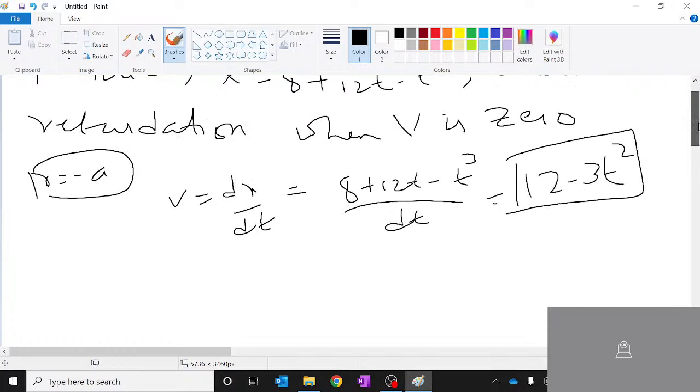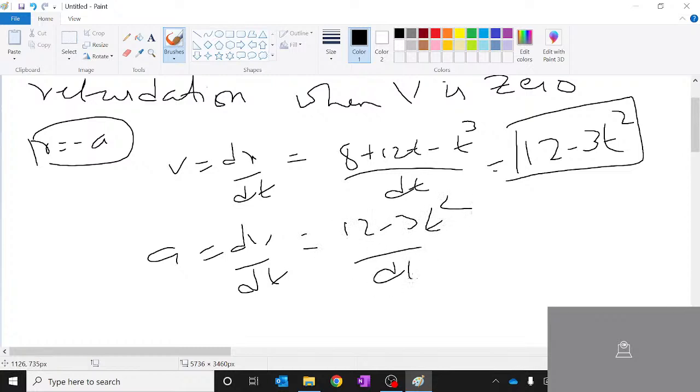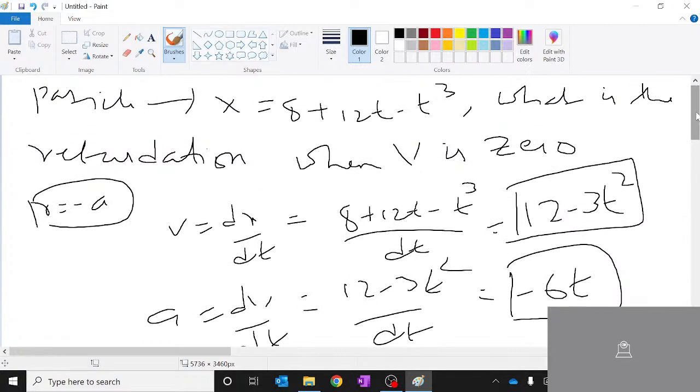Now this is my velocity. Now you all know acceleration is nothing but dv by dt, clear. Now further if I differentiate this, that is when I get the acceleration. So what is the differential of 12 minus 3t square by dt, which is nothing but 12, the constant, so it is 0, minus 3t square, it is minus 6t. Clear? So this is my acceleration. Clear? So the given question is, find the retardation when velocity is 0.